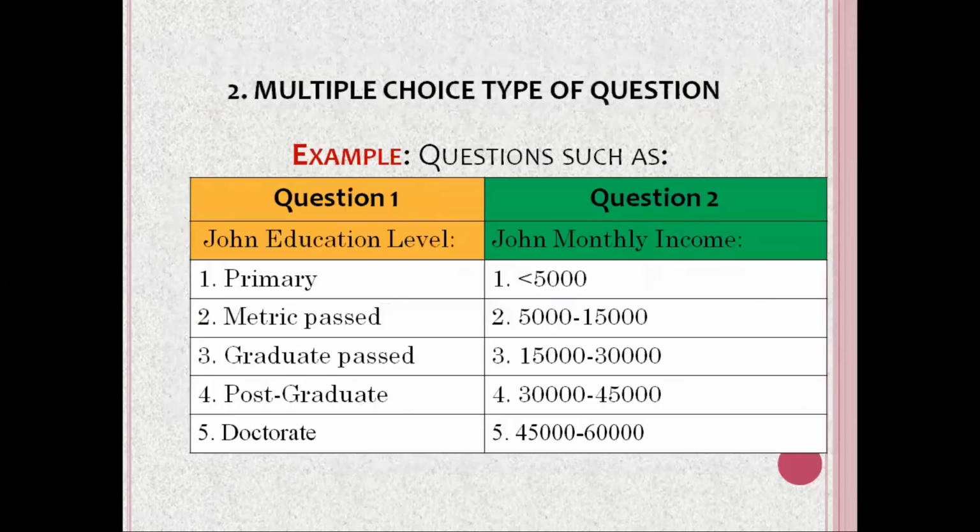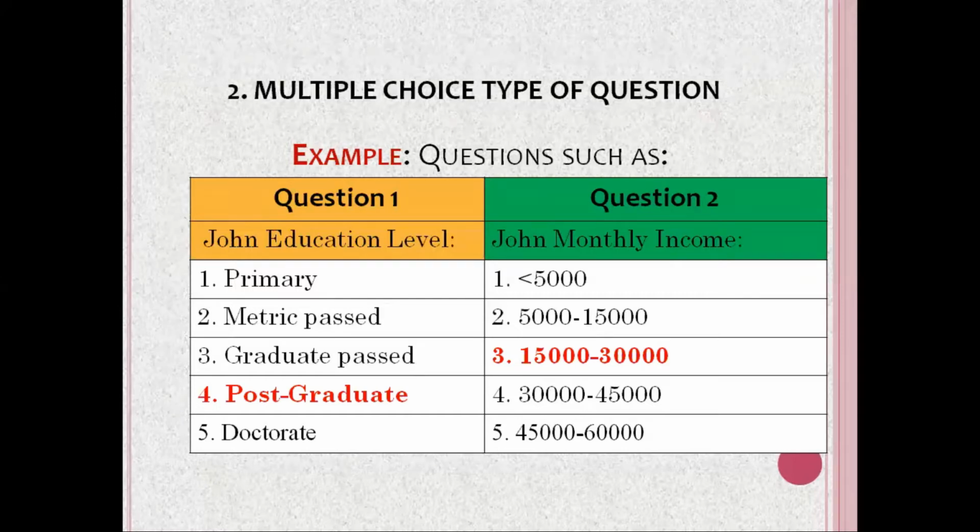Next, what is the multiple choice type of question? I think this is very easy to understand. If I ask John, what's your educational level or status, and what's your monthly income, and I have the list of choice options here, and let's say the answers are he is a postgraduate student and his monthly income is 15,000 to 30,000. Of all the options that are there, one is the right answer for the question. So when you come across such a question in a questionnaire, it's a multiple choice type of question.